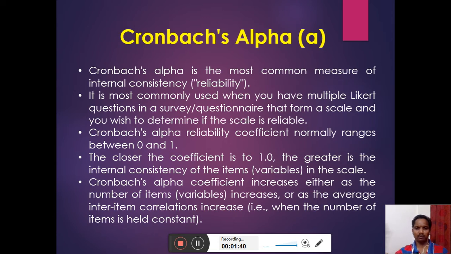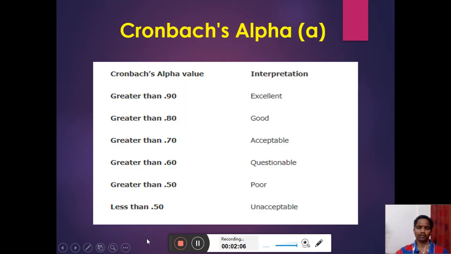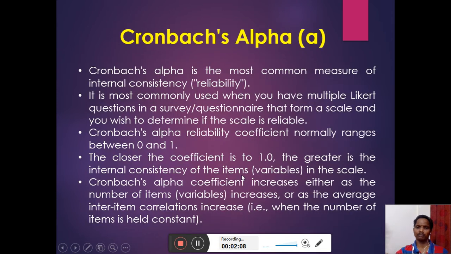Now the Cronbach alpha coefficient increases as the number of items increases. This is one of the methods. You can increase the number of items in your questionnaire, or you can increase the average inter-item correlation. When it increases, the reliability increases when the number of items is held constant. Now the value, as I was saying, is between 0 and 1.